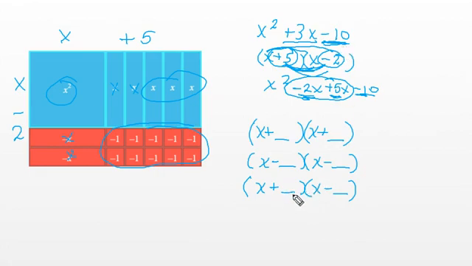Depending upon which number here has the larger absolute value, which number I have more of, do I have more positives or more negatives? That's going to tell me the sign of my second term. If I have more positives, I'll have a positive second term. If I have more negatives, I'll have a negative second term.